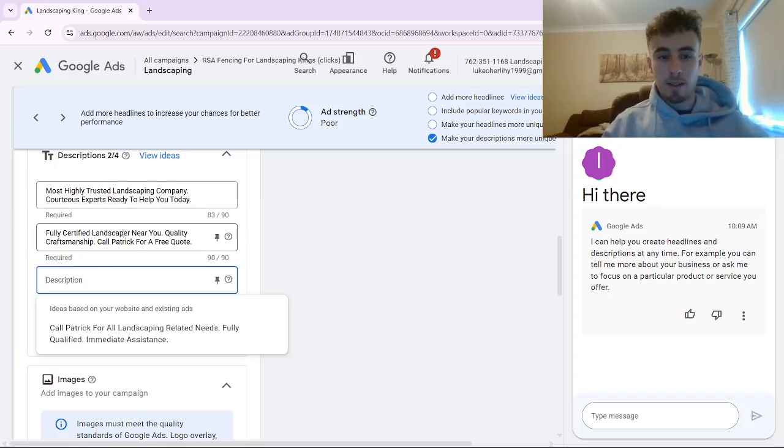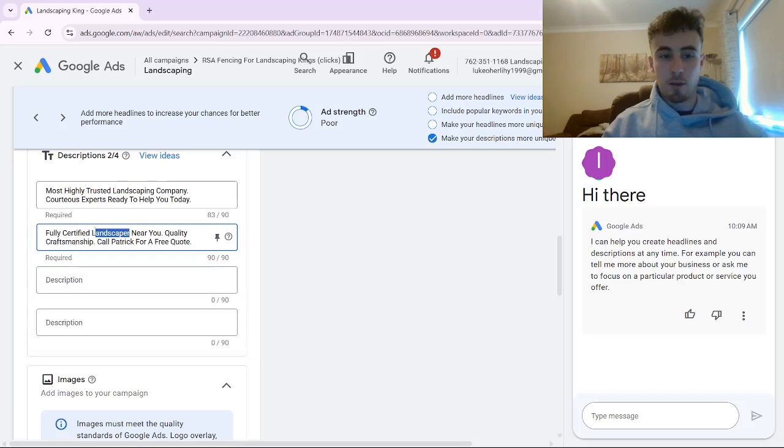So you can see here again that they have your keyword focus and identify the problem, that if you're looking for landscaping, fully certified landscaper, most highly trusted landscaping company, and also gives clear reasons to buy as well. So most highly trusted, courteous experts ready to help you, fully certified, quality craftsmanship. So plenty of reasons to buy here. And we always like to incorporate a testimonial like we do here as well inside the descriptions.